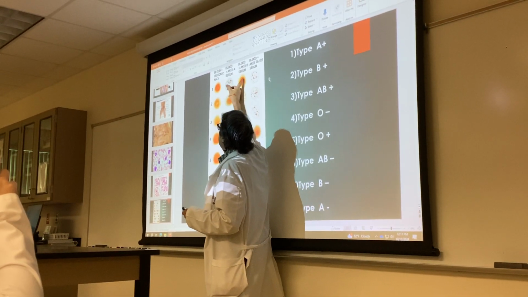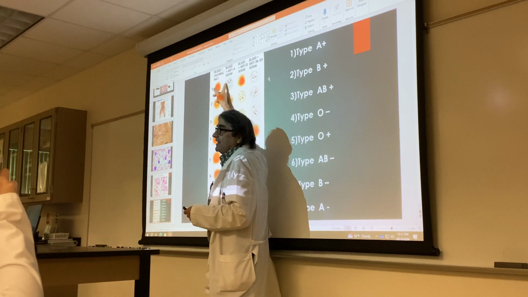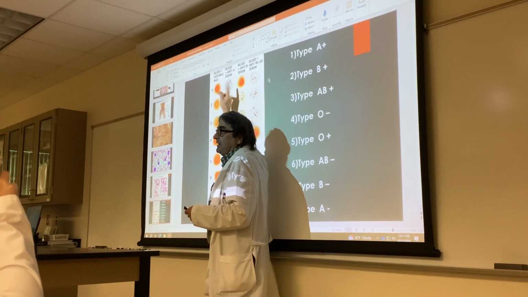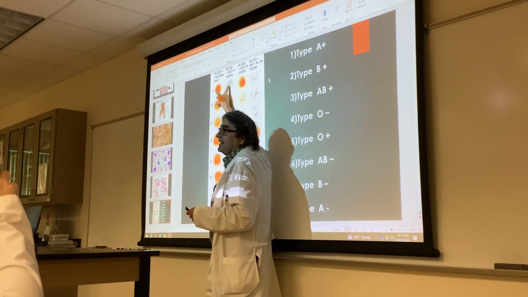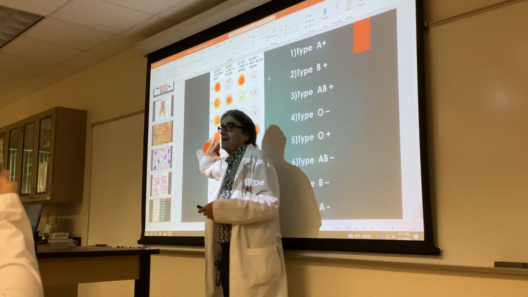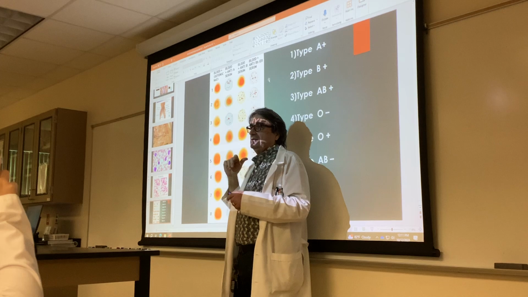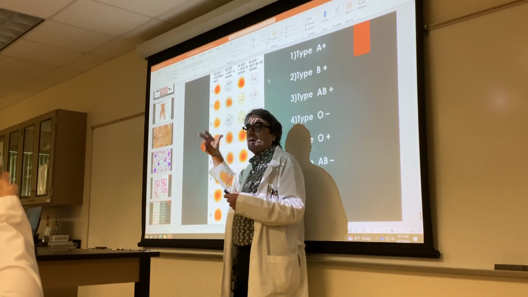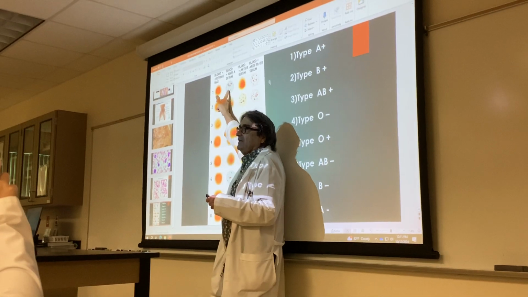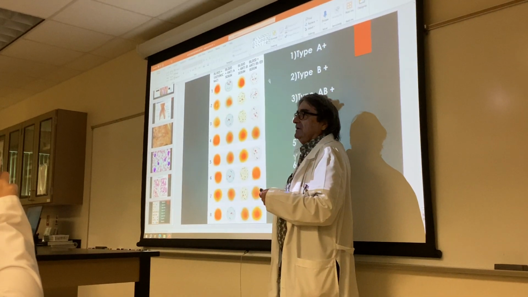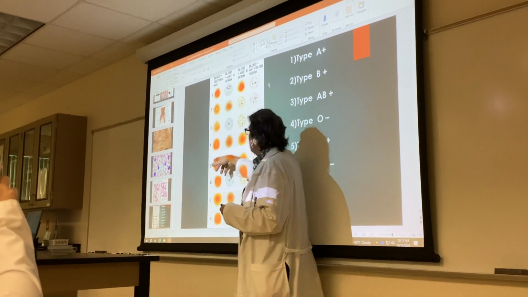Look at column A and column B here. This is antibody A serum. This is antibody B serum. This tells you whether or not it reacts. This one reacted to A but not to B. So what blood type are they? Type A. Now you look to see if they're positive or negative for RH. This is positive for RH, so this type is A positive. Okay? Let's go down here.